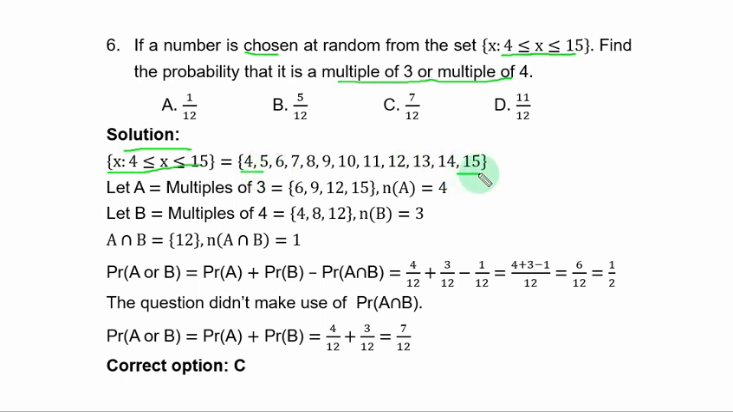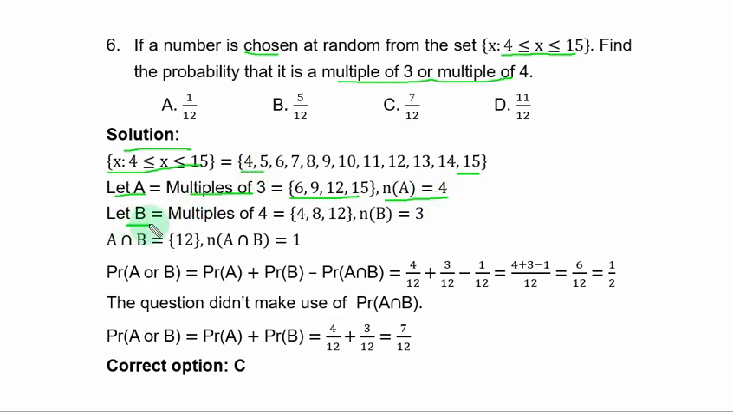From this place, you have to define two subsets. The first one is subset A, multiples of 3. From the given set, you write out all the numbers that 3 can divide. That gives this set, and there are 4 elements in set A.